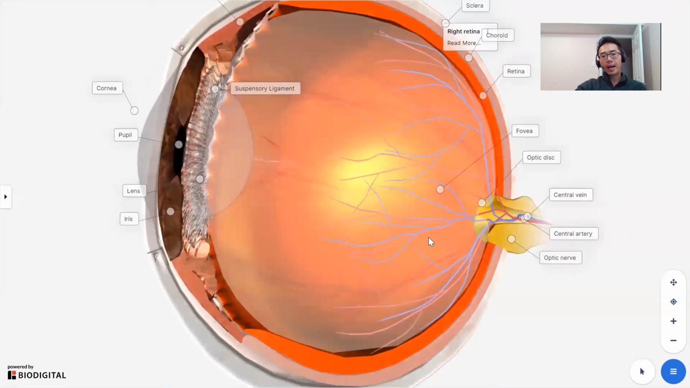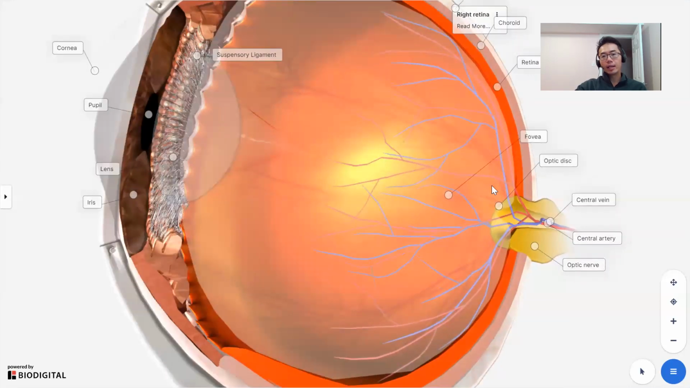Now located at the back of your eye, there is an area called the fovea. The fovea is where you would have the highest density of cone cells. Cone cells are the photoreceptors that detect light, right? And it gives you a high definition image. So whatever you're focusing on is going to be projected onto your fovea. So if you're looking at the computer screen or your phone right now, the image of the computer screen or your phone is going to be projected onto the fovea.